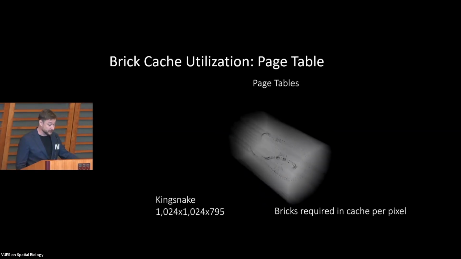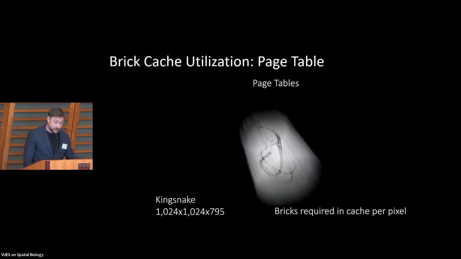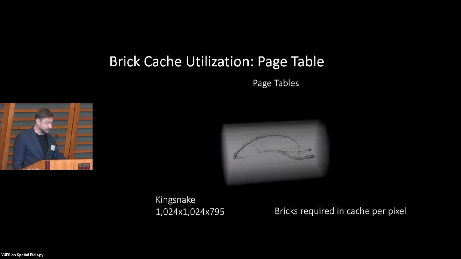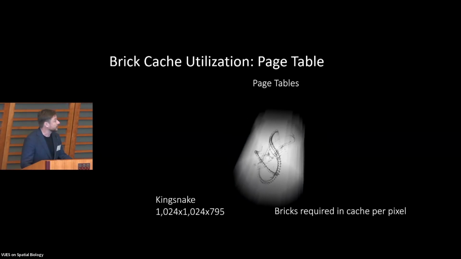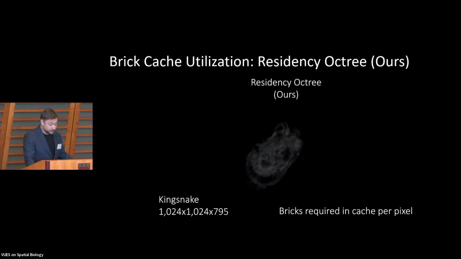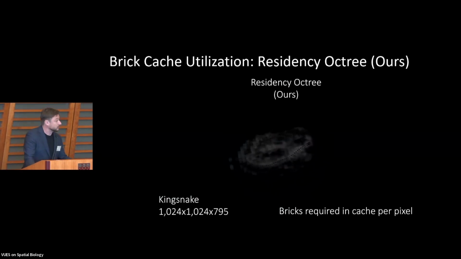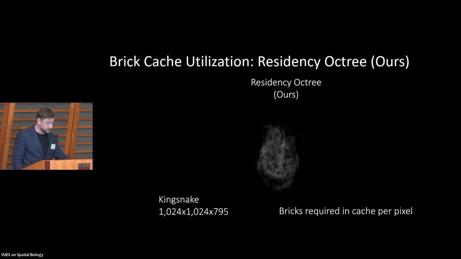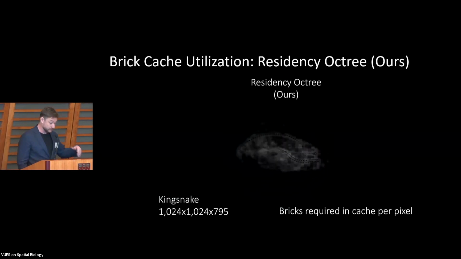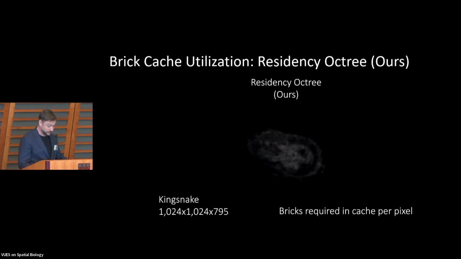Now with the page table, high resolution bricks are accessed without a hierarchy traversal, and low resolution data is not required to be in cache, as you see here. However, because of their limited empty space skipping capabilities, more non-empty bricks outside the region of interest are kept in memory. Now, finally, with the octree approach that we developed, we can converge to a state where we only have to keep those bricks in cache that actually contribute to the output image. And so the translucent bricks and low resolution bricks that are never used based on the current rendering settings do not have to be kept in memory.